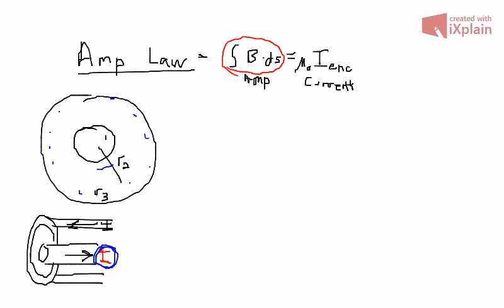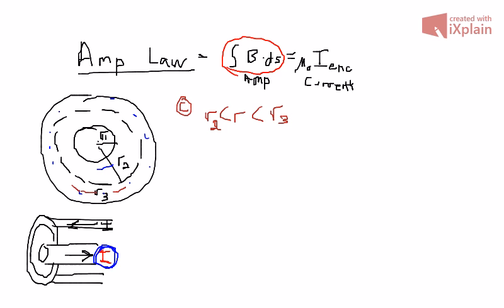Let's clean up our picture a little bit. Redraw some of these things. We have this inner surface that's got R1. We have this inner part of the outer shell that has a radius of R2. And now for this part, I want to know what's going on if my R is greater than R2 and less than R3. So that's going to put me in the middle of this outer shell.